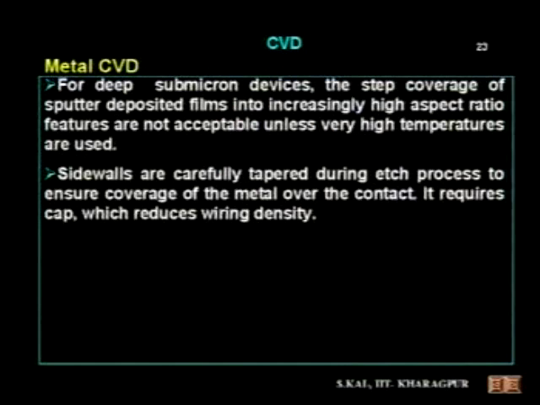And if you make a taper of the windows, then what will happen? It will take a larger area. In the next diagram I will show you what is meant by taper and what the vertical wall is. Instead of a vertical wall, you have to make a taper in the side walls. So it will take a larger contact window, and that will affect the wiring density. That is another problem with conventional metallization using the sputtering technique. And in a submicron VLSI process, if the wiring density is not high, then you cannot get the advantage of high density circuits, isn't it?